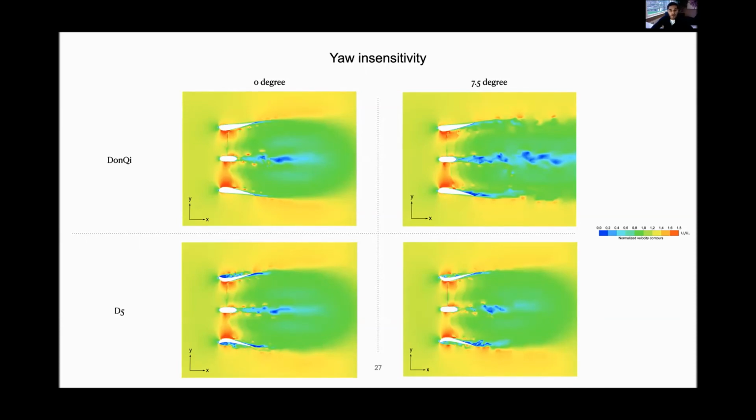What you'll notice out here, the interesting figure, is something on the right. If you see the column for the 7.5 degree, for the baseline case, the Donchi case, you would see the vortices break down when you implement a yaw condition, which is not true when it comes to the cambered airfoil. So this gives us confidence that yes, ducted wind turbines, if designed in the correct way, could be insensitive to yaw up to a certain yaw angle.